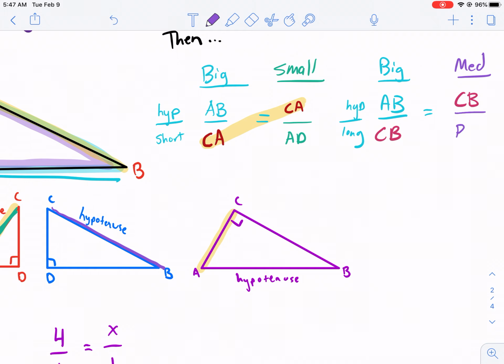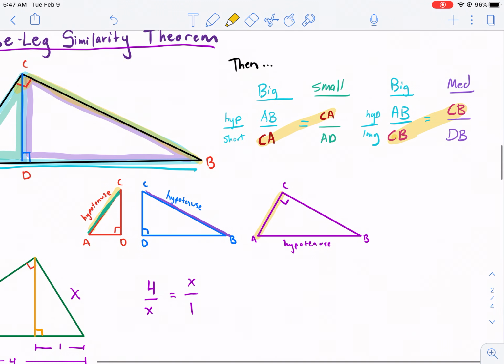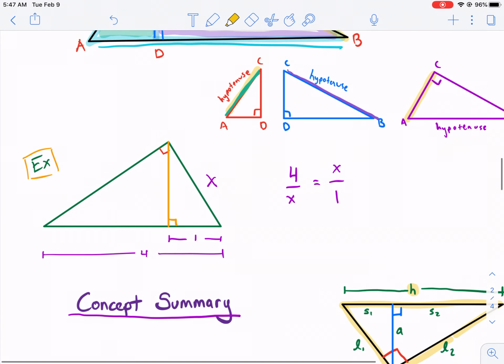Okay, remember, we're looking for a geometric mean. As long as we establish a geometric mean, we know we created a ratio that is good. Okay, we have to have that geometric mean, and we have it there. So there are our two ratios. I hope these triangles helped to show you what we're looking for. Okay, and now let's go ahead and apply it.